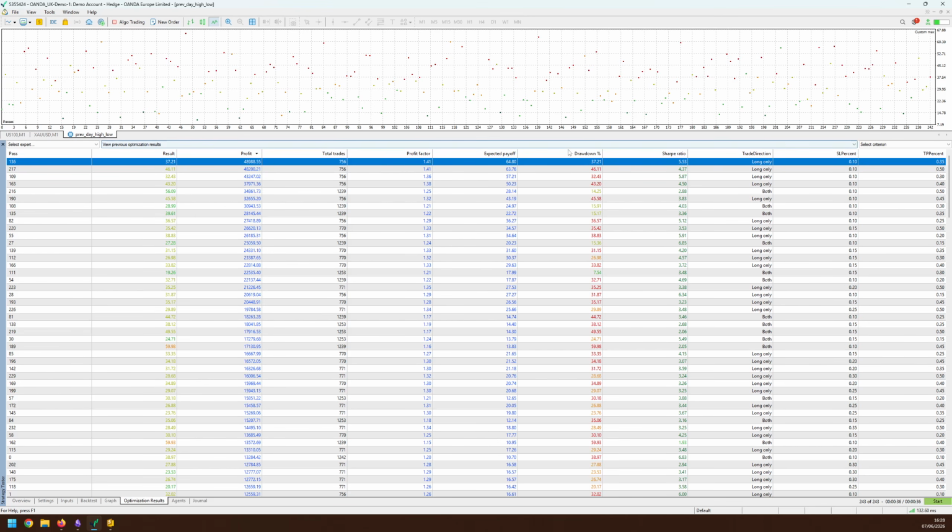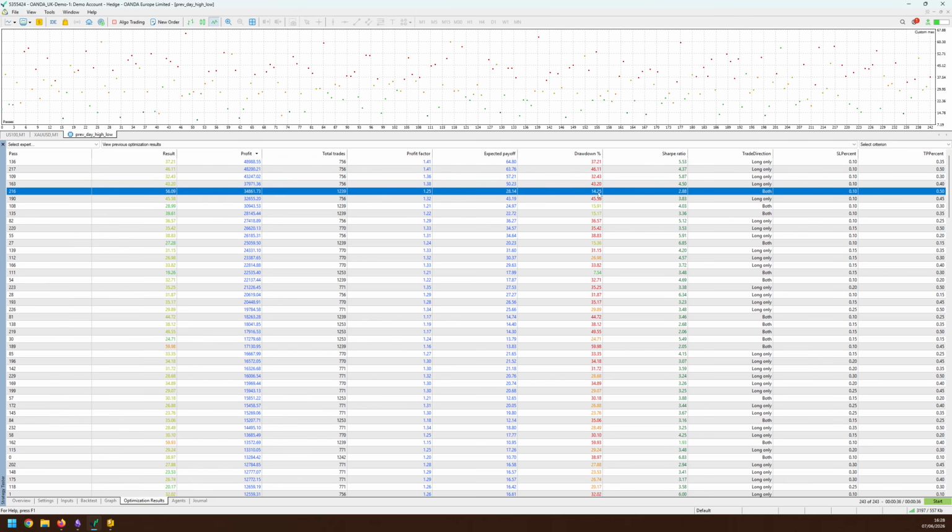So the main one I look at is drawdown. And this one actually had a drawdown of 37%. That is definitely better than the base strategy, but it's still quite high considering this is only a backtest and is likely to be worse in real trading. So then I scan down until I find one that has a decent drawdown while still generating a good profit.